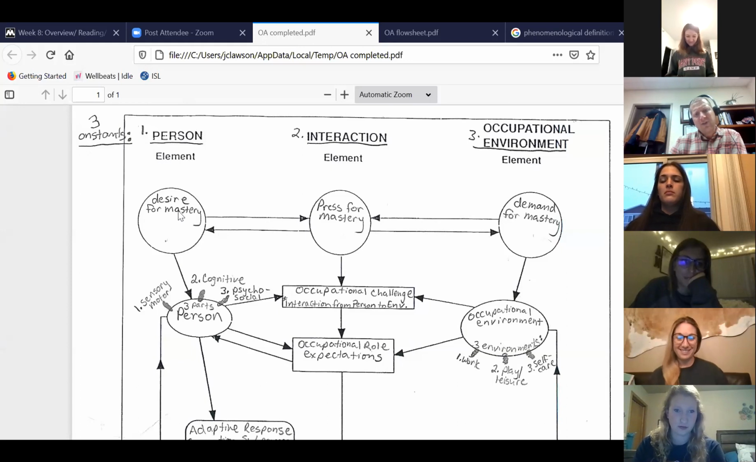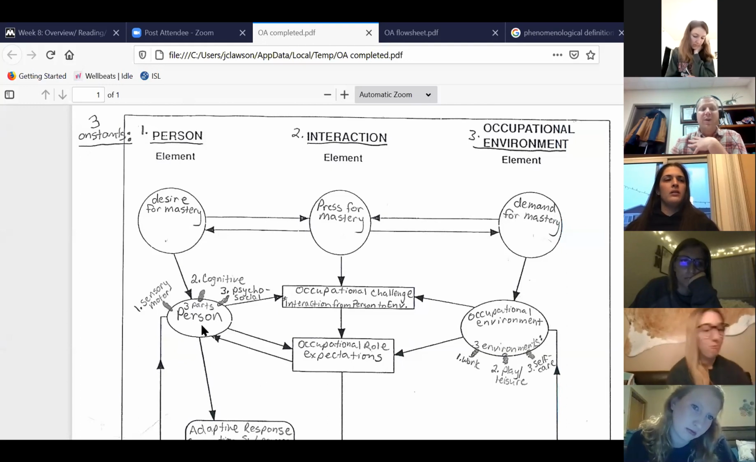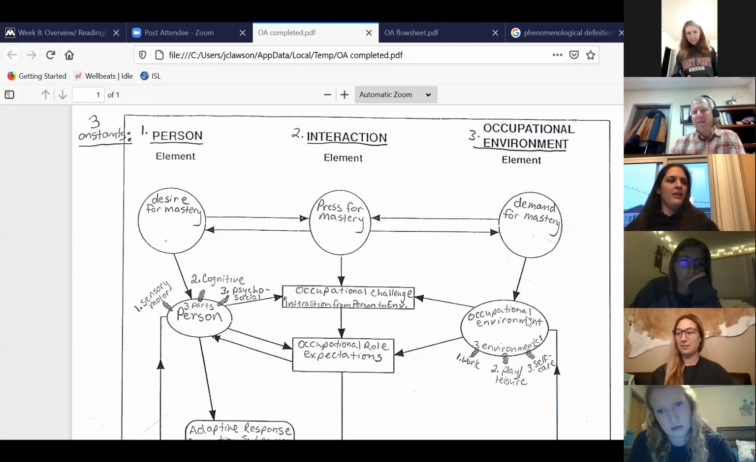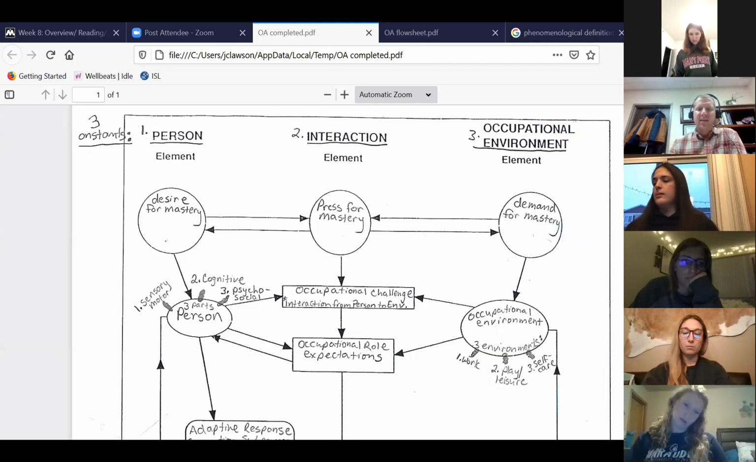So we have desire for mastery, press for mastery, demand for mastery. And below the desire for mastery, we have person. And then again, just to help me make sense of it, like, okay, what are the three parts of the person? Sensory motor, cognitive, psychosocial. And then on the other side, on the environment, we have three occupational environments: work, play leisure, self-care. Okay, so when those two interact with the person, right, we have sensory motor applying to the occupation of work. We have sensory motor applying to the occupation of leisure. We have sensory motor relating to the occupation of self-care. Same thing with cognitive, same thing with psychosocial. Okay, and so they're all interacting, providing challenges and helping us meet our roles and expectations.